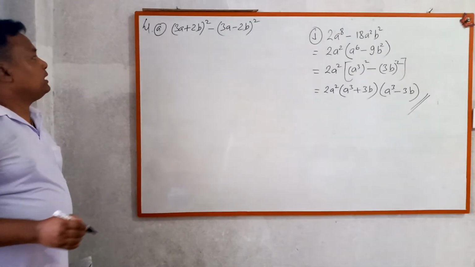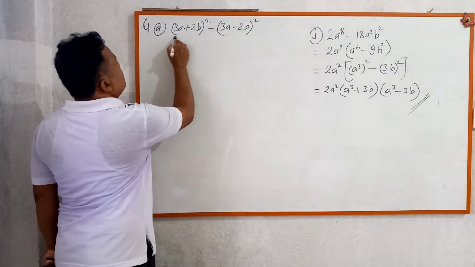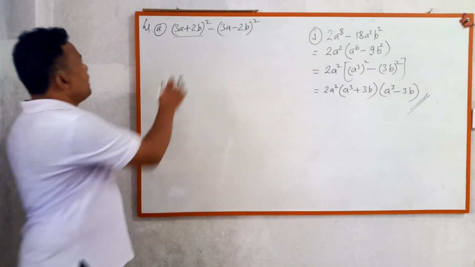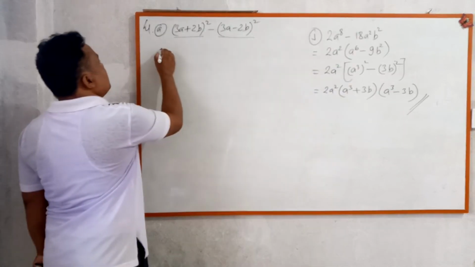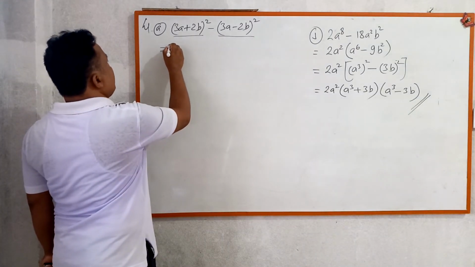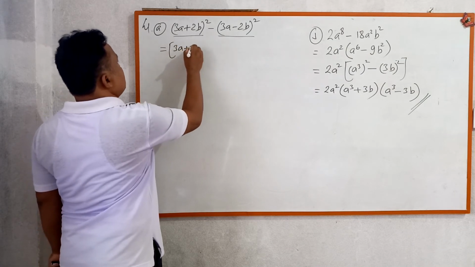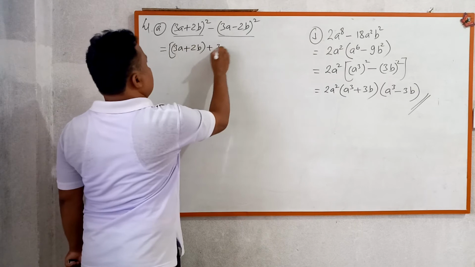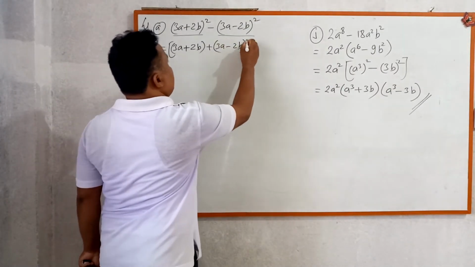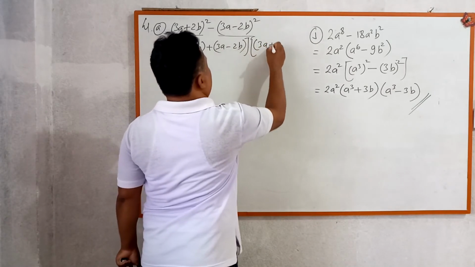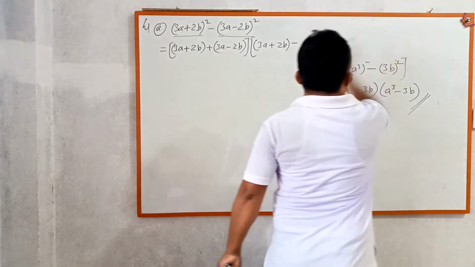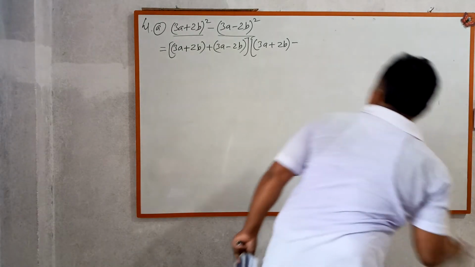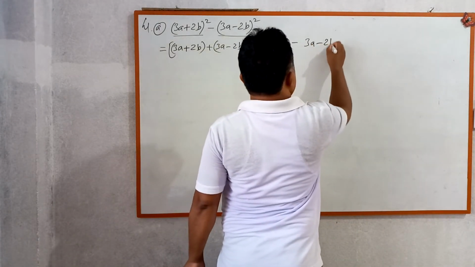Of this as a whole, in the form of a square minus b square, if you suppose this as a, this is a square, and if you suppose this as b, this is b square. So a square minus b square comes, and we can simply factorize this as (a plus b)(a minus b). A plus b is simply 3a plus 2b plus 3a minus 2b, and a minus b is 3a plus 2b minus 3a minus 2b.